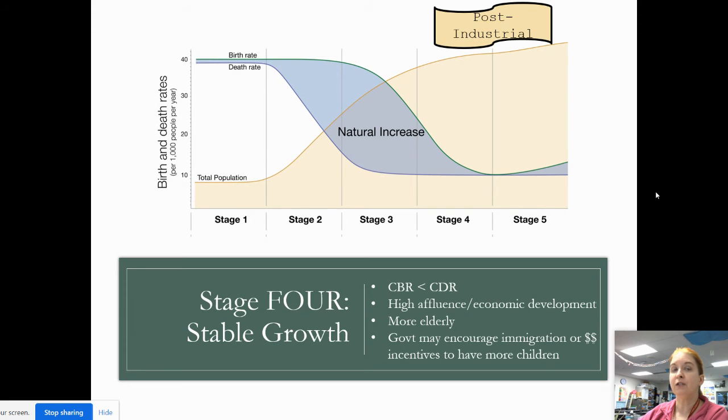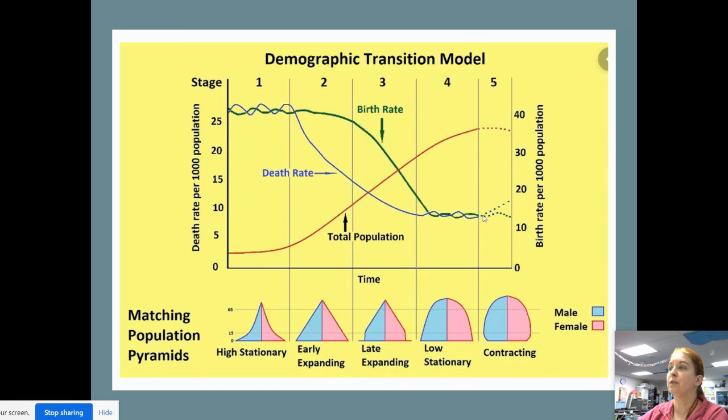Last but not least, we have stage 4, which is your stable growth. Now the crude birth rate is less than the crude death rate. High affluence and economic development, these are your more well-off countries. You have a lot of older people, and they don't make babies. The government may encourage immigration or offer money incentives to have more children, because when you don't have any babies, you don't have a future for that country. Some countries, especially in Europe, are going through this right now. There is, once again, a stage 5 that Human Geo addresses, but we are not getting into it here. So ignore this 5 over here.